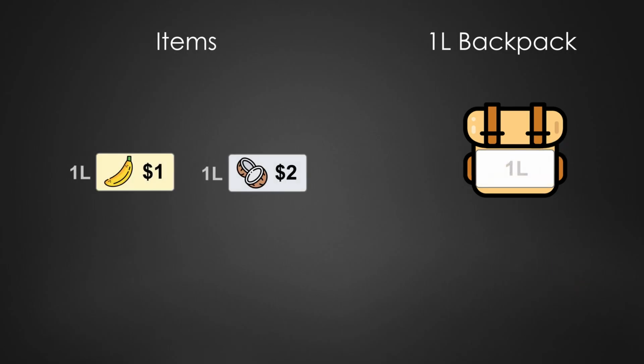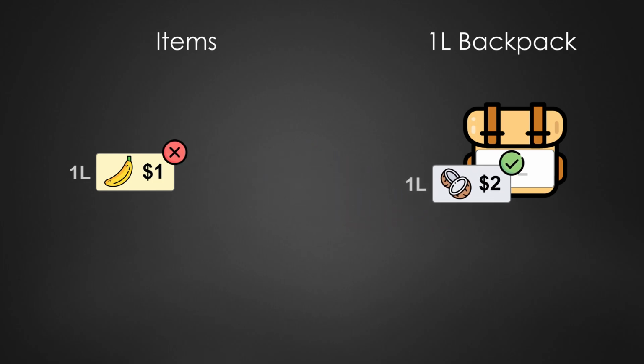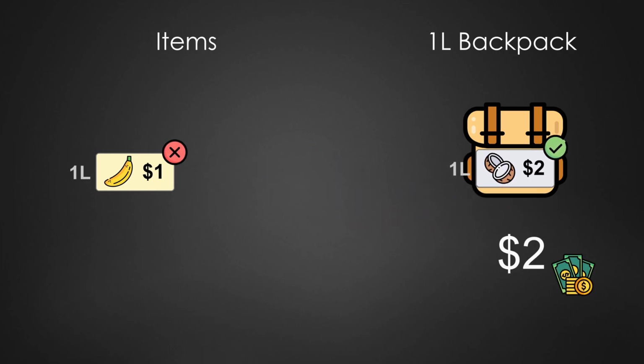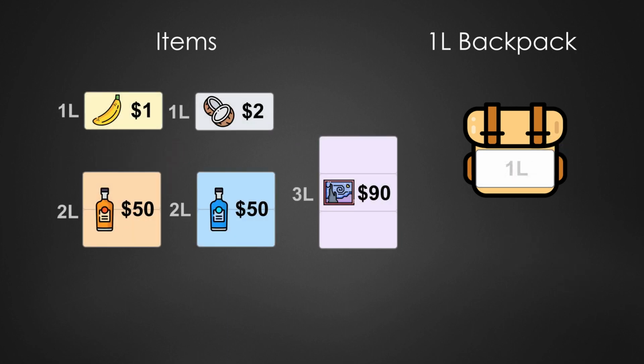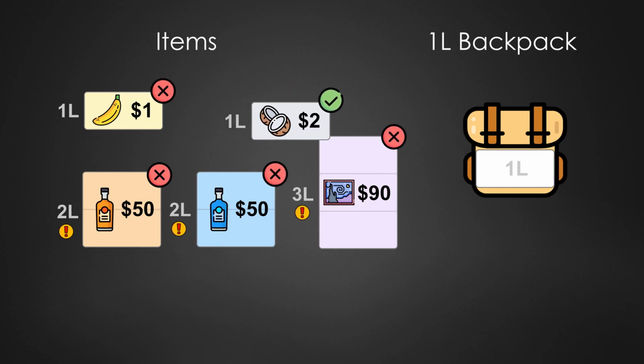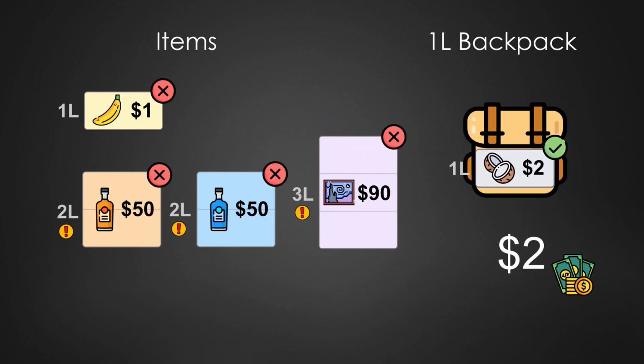Let's now also consider the coconut. Since there's only space for one of the 2 items, we see that we should pick the coconut as it is worth more money. We can then go on and consider the other items step by step. Since the remaining items are larger than 1 liter, they won't fit in the backpack. Therefore, the best solution is still to pick the coconut for $2.